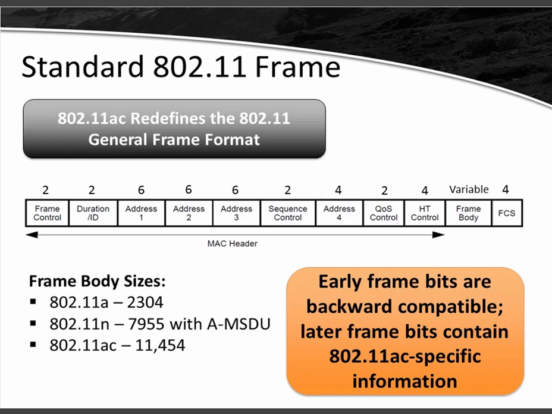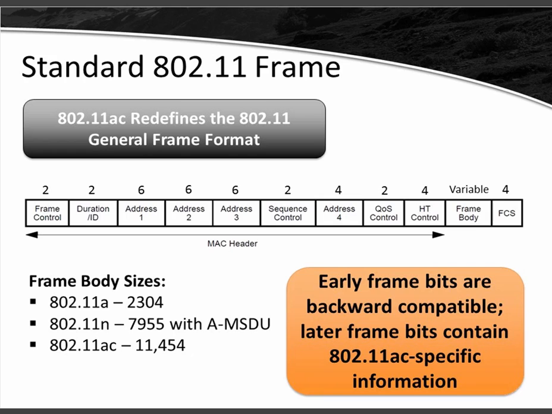Because we still have a frame control field, we still have a duration ID field, and so forth. But there are frame bits later on, like the HT control field can be of the VHT variant, and it will mean that it has some stuff in it that older client stations would not understand.